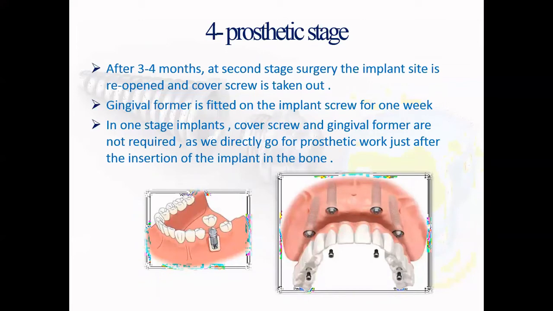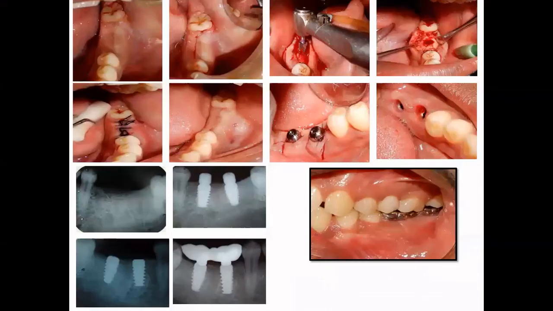And next is the prosthetic stage. For delayed implants, we have to wait for 3 to 4 months. In the second stage surgery, the implant site is reopened, the cover screw is taken out, and the gingival former is fitted on the implant for 1 week. After 1 week, the gingival former is removed, and we place the abutment for making the final prosthesis.